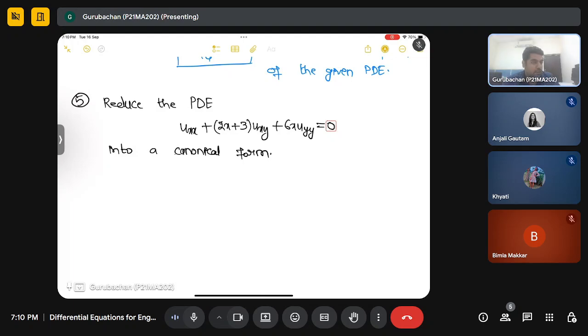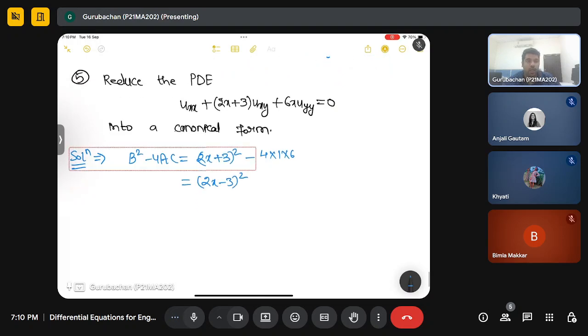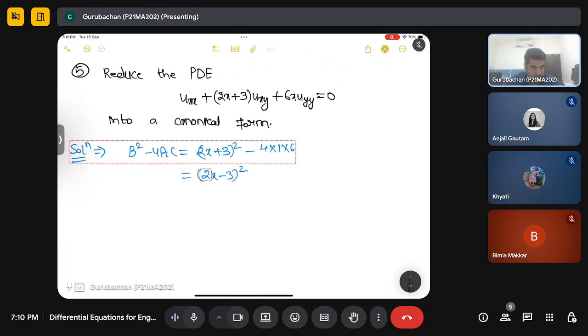So let us start first of all with its classification. Clearly the value of a is 1, b is 2x plus 3, and c is 6. So b square minus 4ac will be (2x plus 3) whole square minus 4 times 1 into 6, that is 24. So this will become (2x minus 3) whole square. Now there will be two classifications.